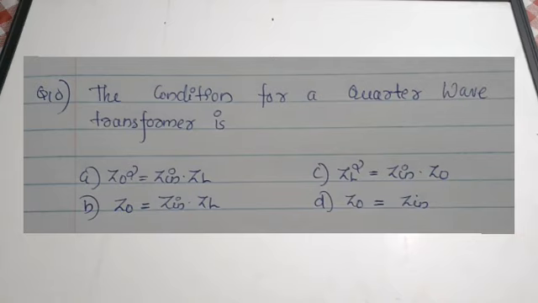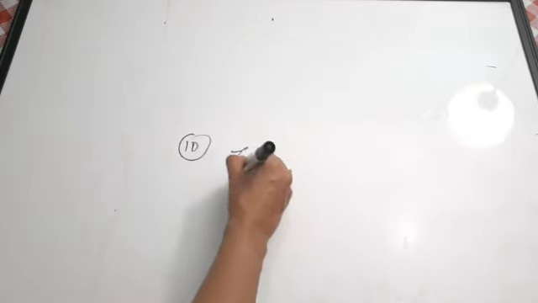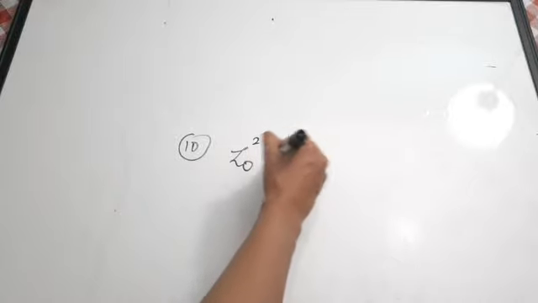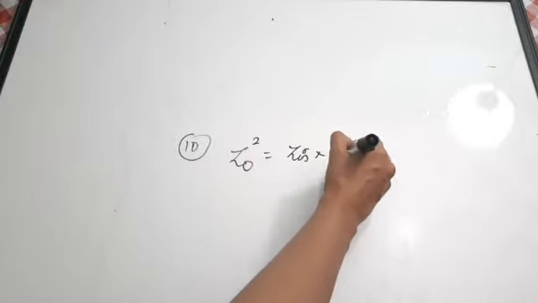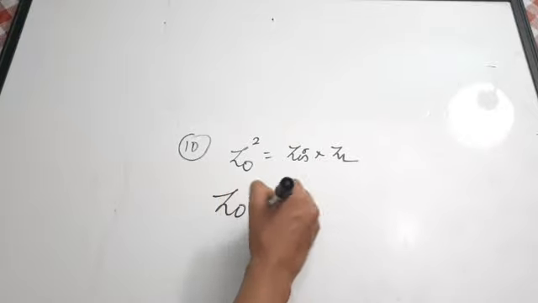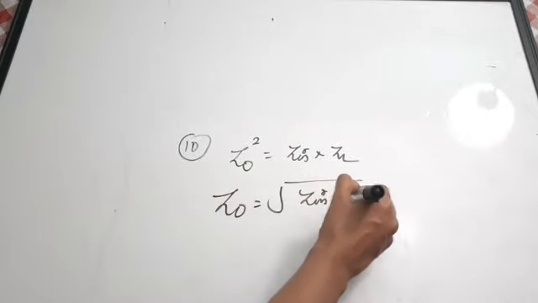The last question, or the 10th question. The condition for a quarter wave transformer is dash. A, Z0 square equal to Zin ZL. B, Z0 equal to Zin ZL. C, ZL square is equal to Zin Z0. D, Z0 equal to Zin. For a quarter wave transformer, the relation is Z0, the characteristic impedance, square, is equal to input impedance into load impedance, or Z0 equal to square root of Zin into ZL.